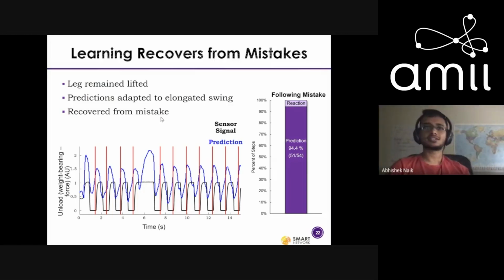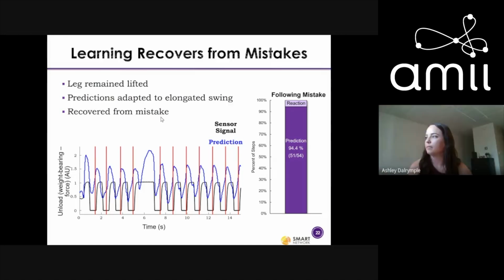Cool, thanks a lot. There's a question in the chat, if you have a look. Yeah, so how do we deal with sensor noise? How do we make sure the data recorded from different sensors are synchronized?